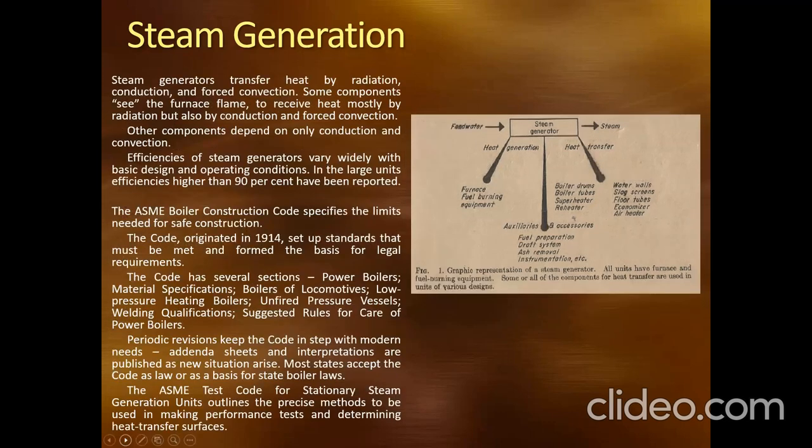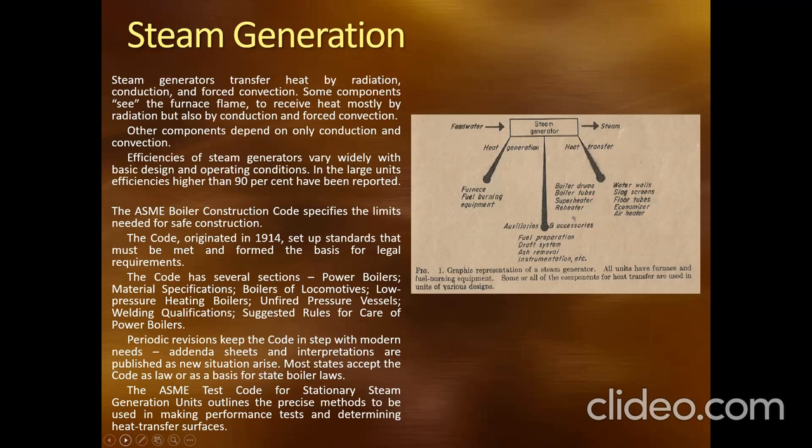Steam generators transmit heat by radiation, conduction, and forced convection. Some components see the furnace flame to receive heat mostly by radiation, but also by conduction and forced convection. Other components depend on only conduction and convection. Mga parts doon sa loob. Efficiencies of steam generators vary widely with basic design and operating condition. In large units, efficiency higher than 90% has been reported.